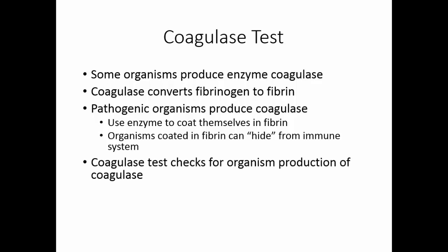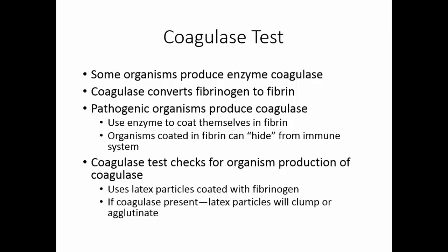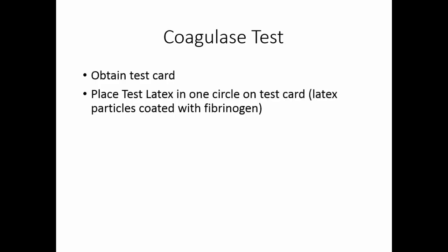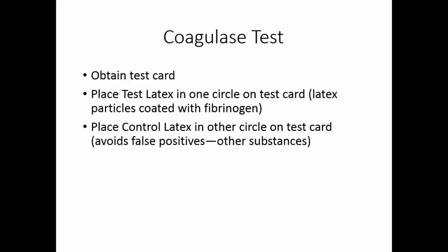The coagulase test checks to see if the organism produces the enzyme coagulase. It uses latex particles that are coated with fibrinogen. If coagulase is present, the latex particles will clump or agglutinate. You obtain a test card and place test latex in one circle on the card. This is the latex particles that are coated with fibrinogen, and you place control latex in the other circle on the test card. This is to make sure that agglutination is truly the result of coagulase and not some other activity.